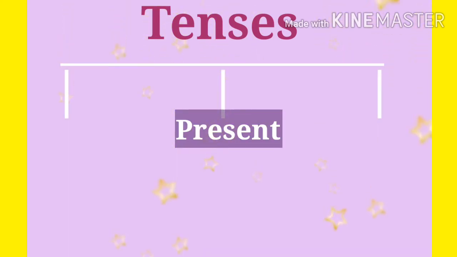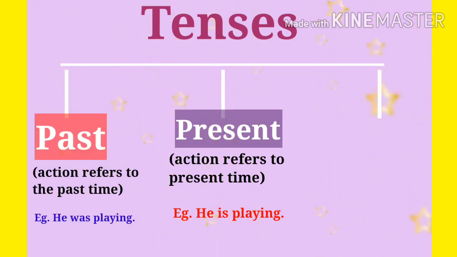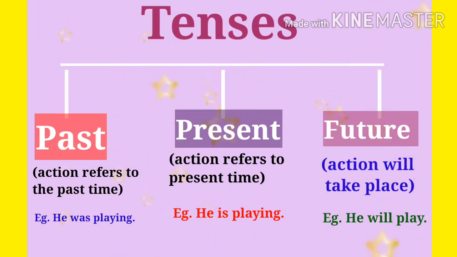This time of action, or the tenses, are of three types. Number one, present tense. Present tense means a verb or an action refers to the present time, and past tense means a verb or action refers to the past time, and then future tense, that means the verb or action refers to the future time. Students, I hope I am clear up to here.